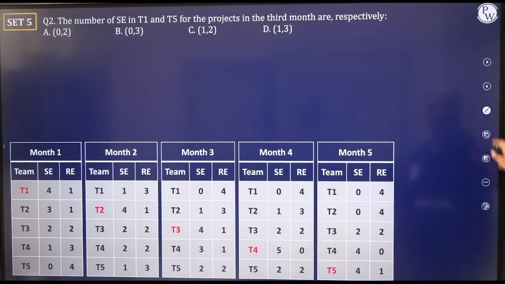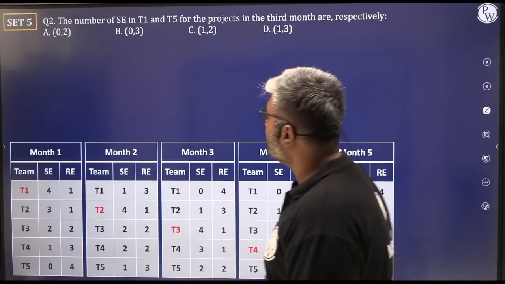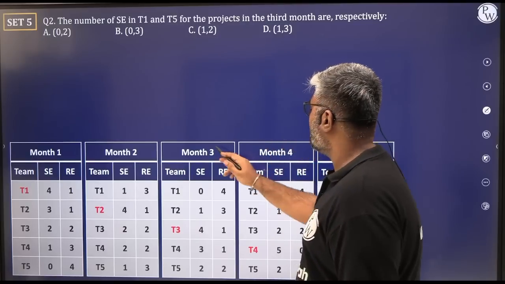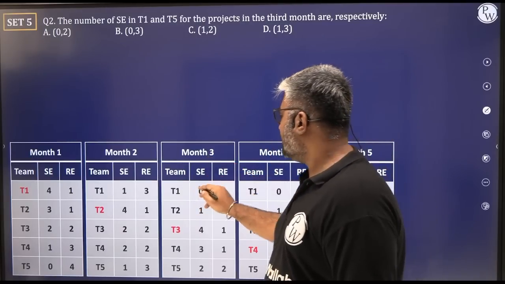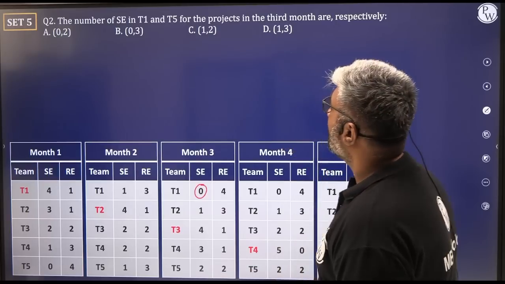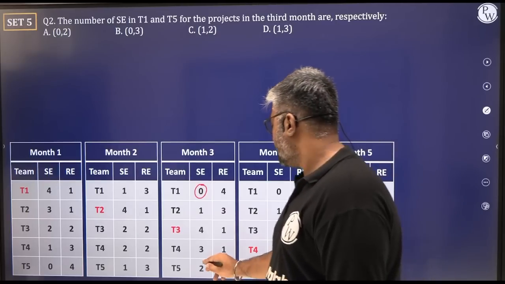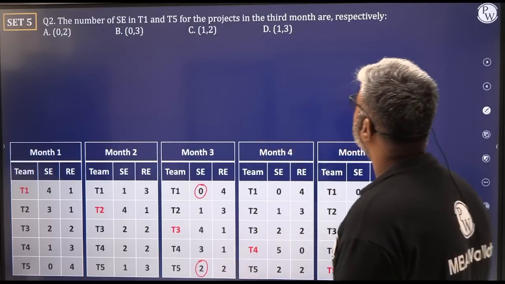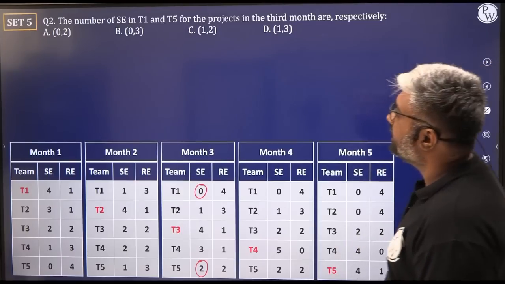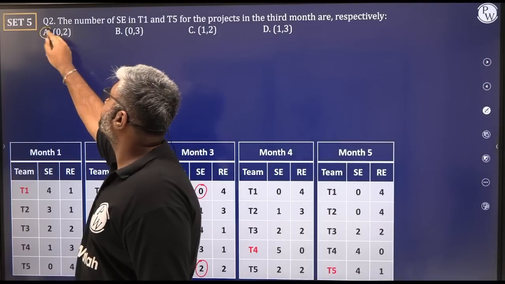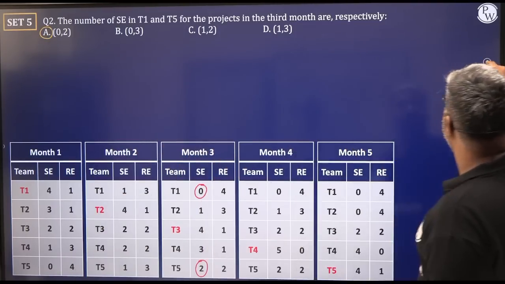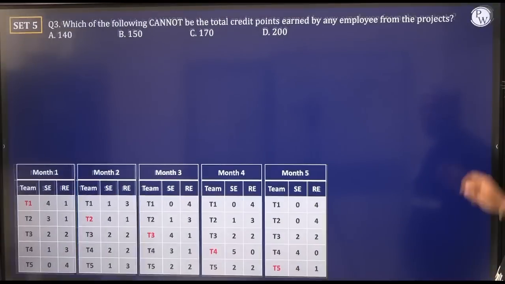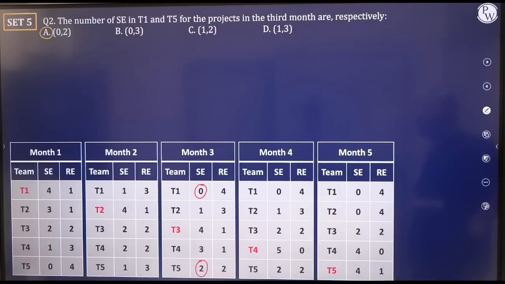Number of SE in T1. Number of SE in T1 in which month? In the third month. Number of SE in T1, which is 0. And T5. T5 mein kitne the? 2. So 0 and 2. Where do we have 0 and 2? Option A. Beautiful. Done. Sorted. Moving on. Question number 3. Let's see if we made any mistake. T1 and T5, right? Yep.